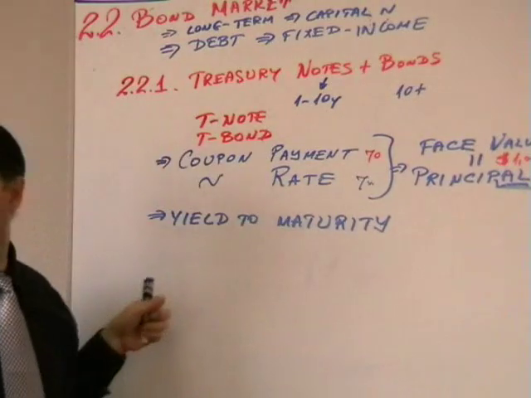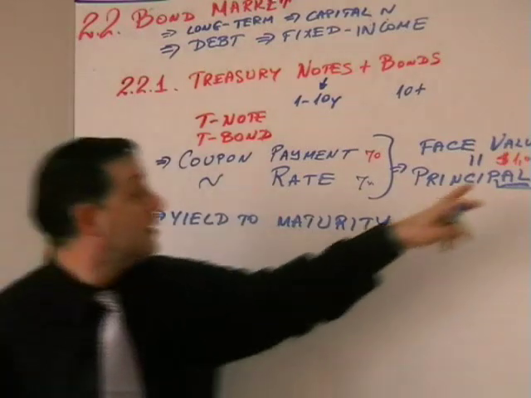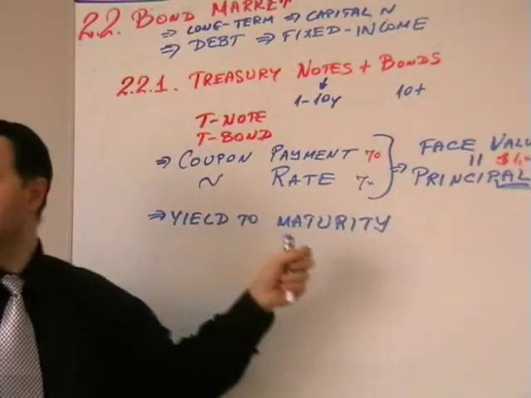When you get the internal rate of return from the current market price, you get the yield to maturity.